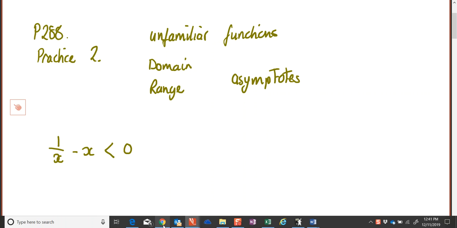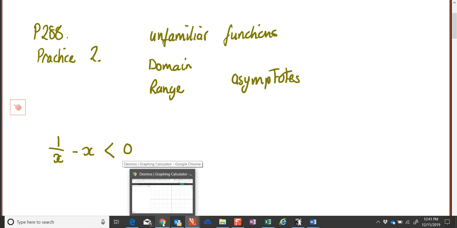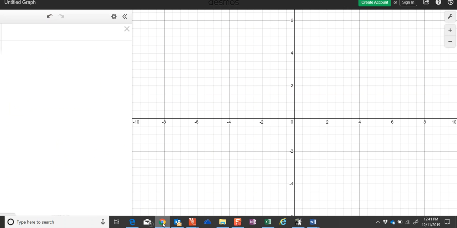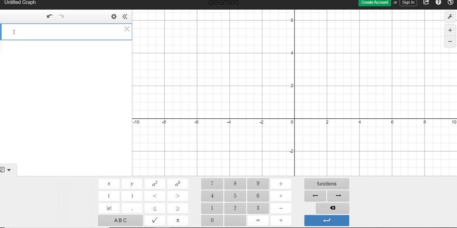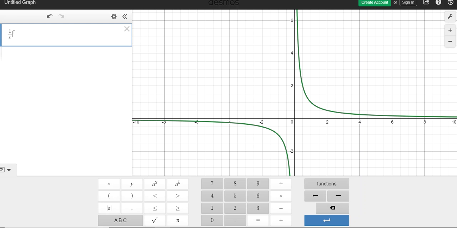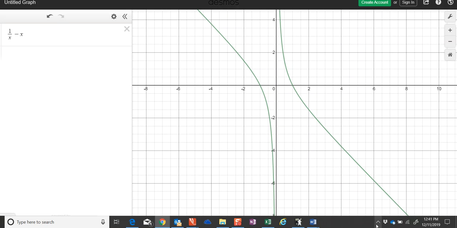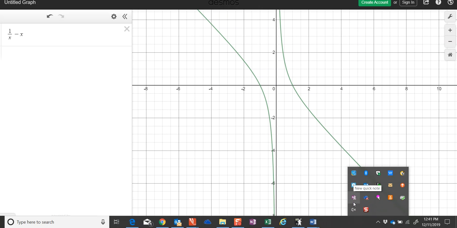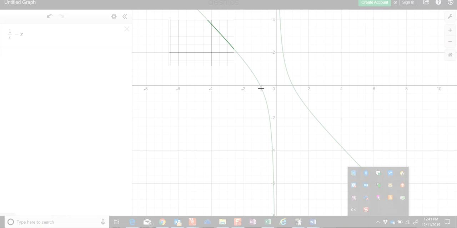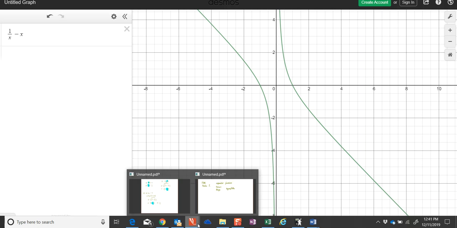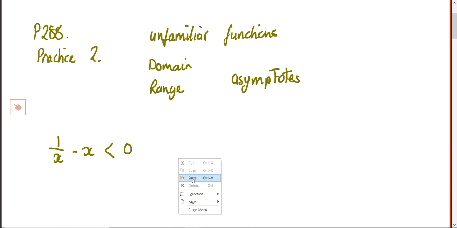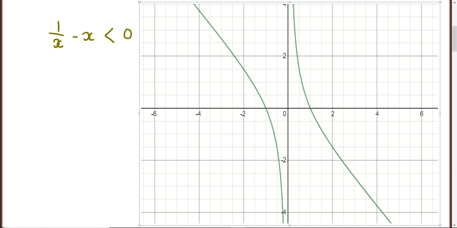If we then go to Desmos, this is an unfamiliar one where we could solve it algebraically. You guys probably should be able to do it, but we're going to do that graphically. All right, so in our graphing software, we're going to put 1 divided by x, subtract x in. And this is the curve I get. You will sketch it in your book to show what your calculations are. I'm just going to do this. So there's the graph of 1 over x minus x.